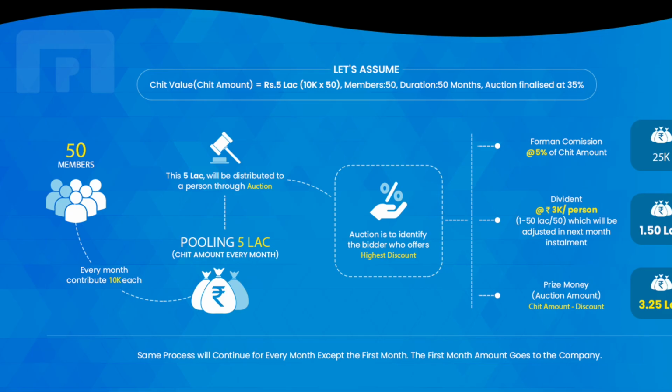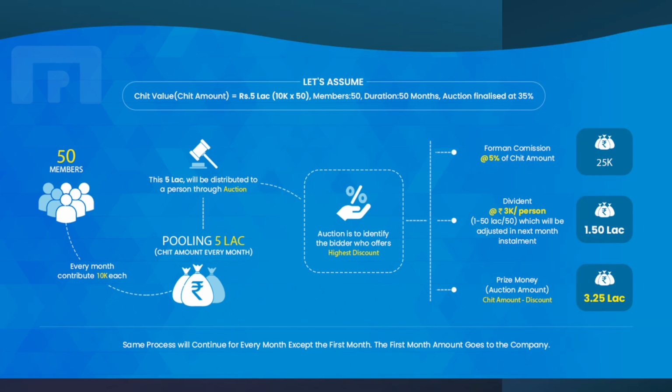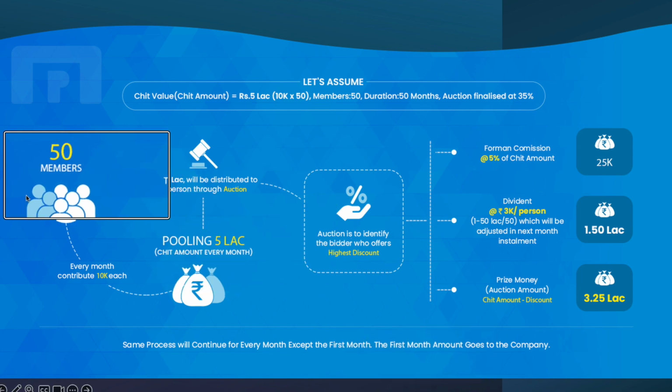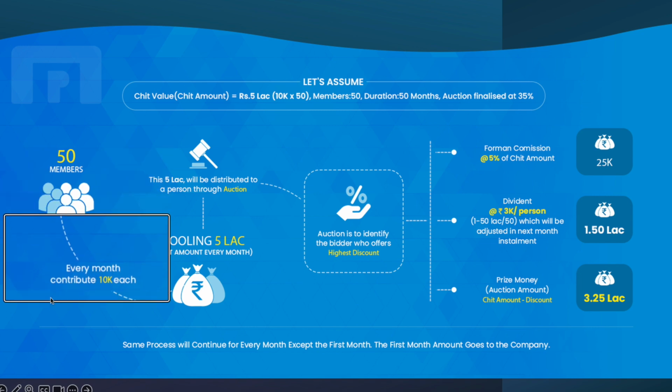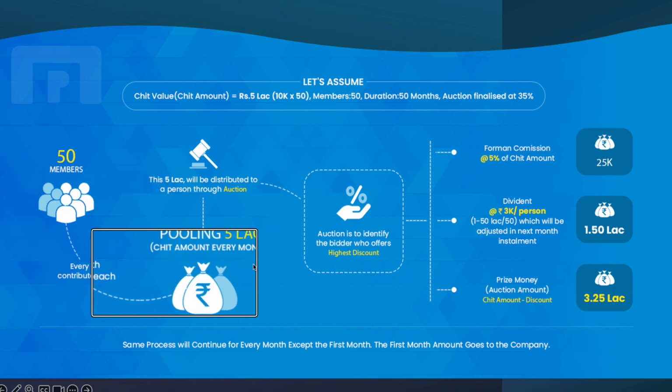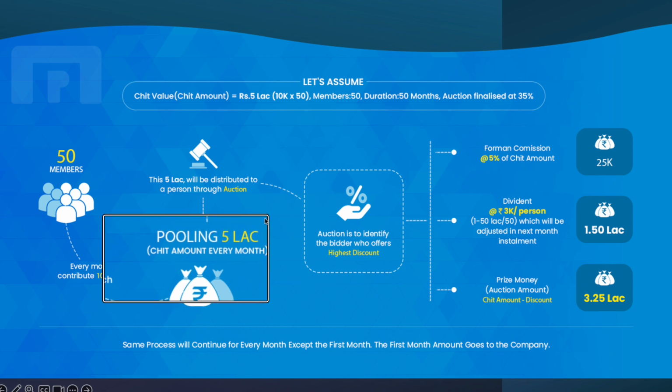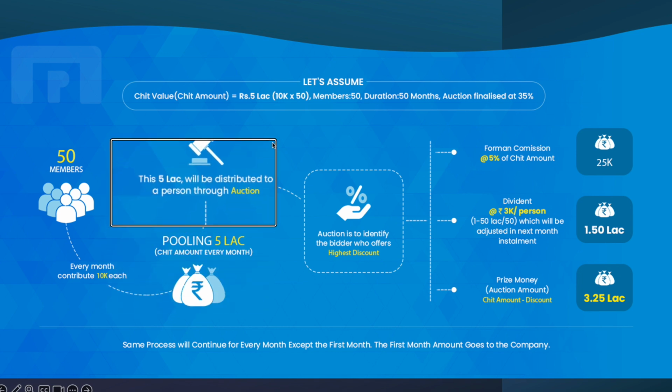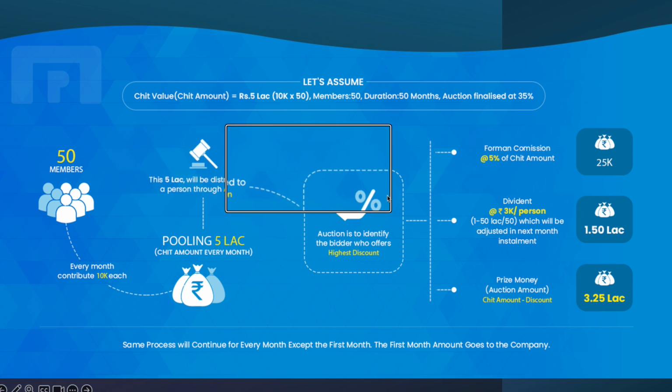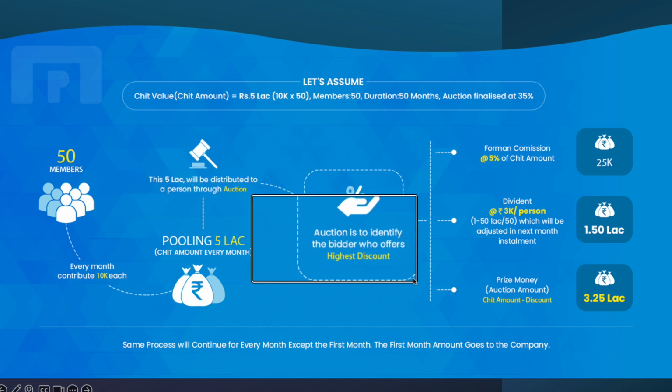For today's example, let's assume the chit value of 5 lakhs, members 50, duration 50 months, and auction finalized at 35% for the first month, a foreman commission of 5%. Let us say every month 50 members each invest 10k a month. That creates a pooling amount of 5 lakhs, which will further be distributed through auction to the person who does the highest bidding or highest discount.